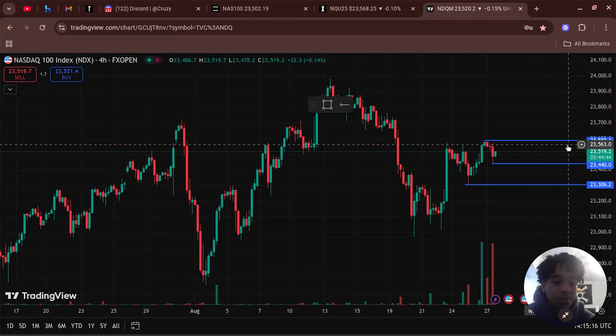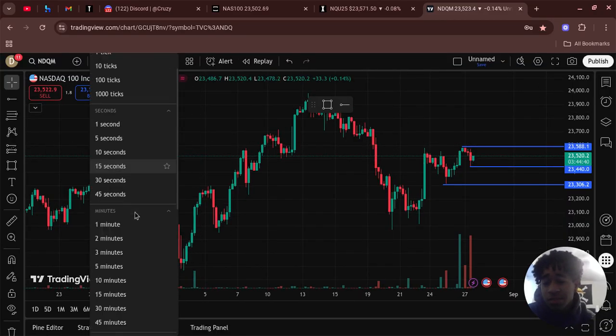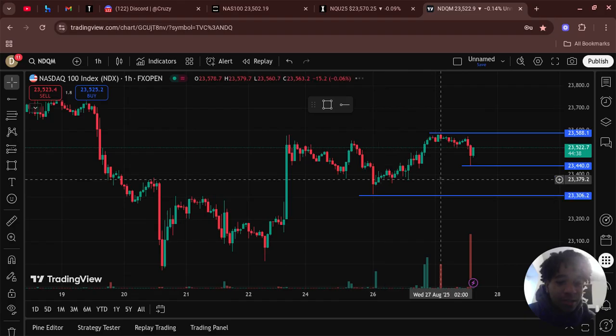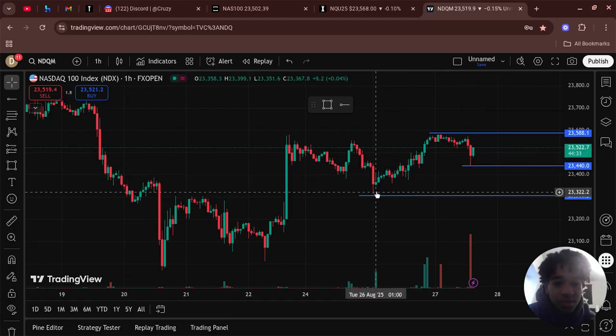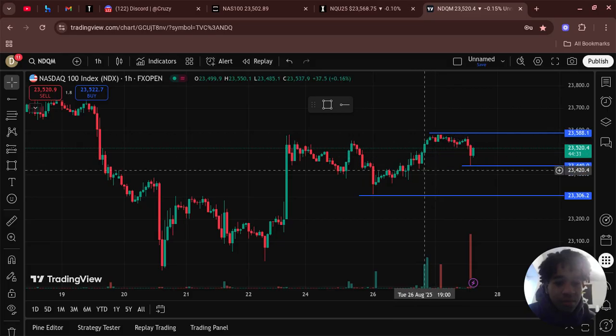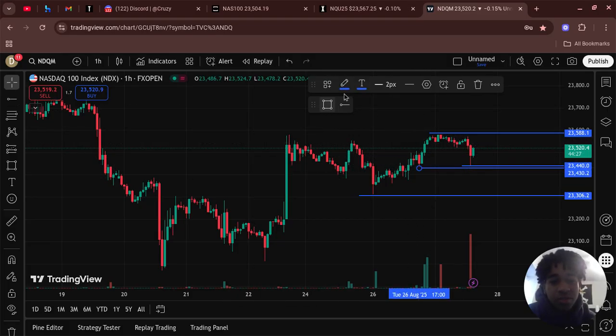No way. How do I escape? This is kind of weird, I'm not gonna lie. So now we go to the hourly. Bada bing, bada boom. So obviously that's the low, high. Could mark this low. It could potentially reach, because of liquidity, the resistance. You know what I'm saying?